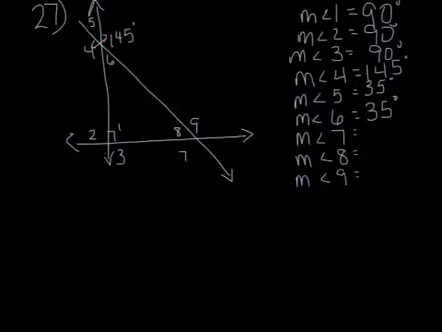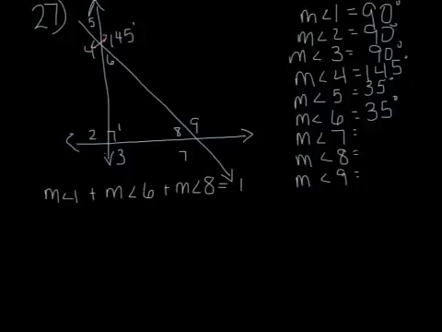Okay, can I easily find the measure of angle 8? Yes. What do I know about the measure of angle 1 plus the measure of angle 6 plus the measure of angle 8? They all equal 180. So if I'm having a hard time with this, I write this out: the measure of angle 1 plus the measure of angle 6 plus the measure of angle 8 equals 180.